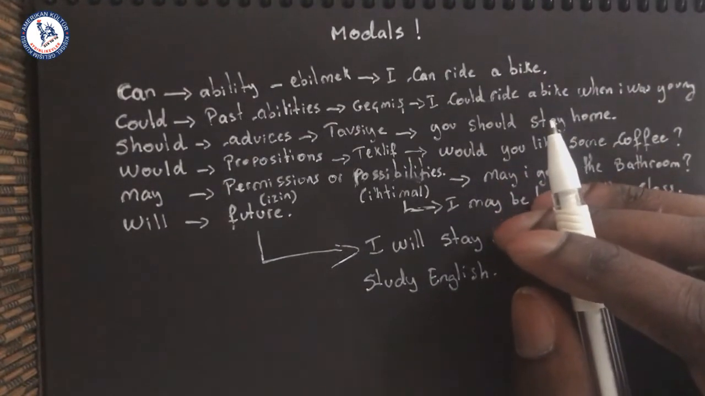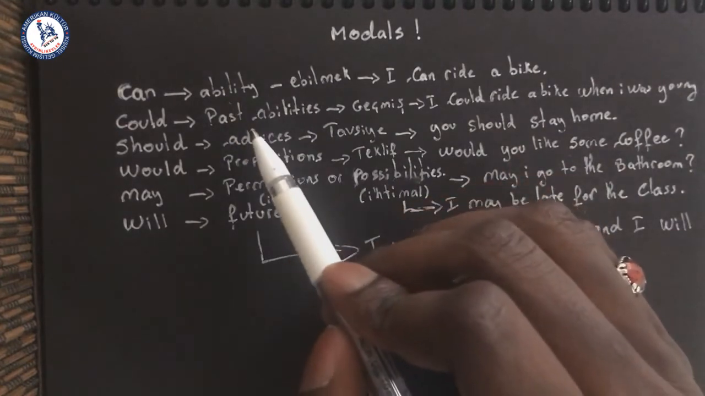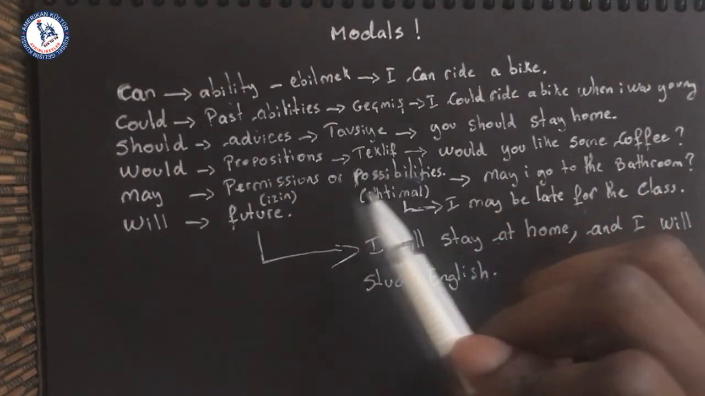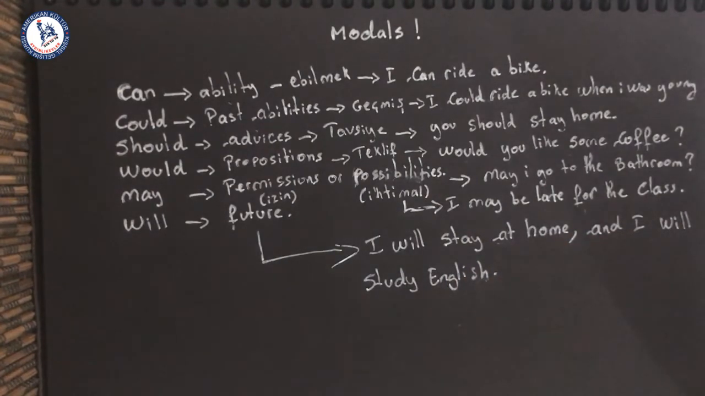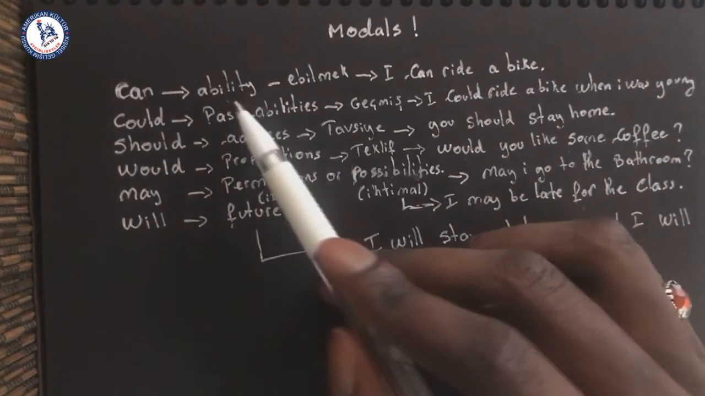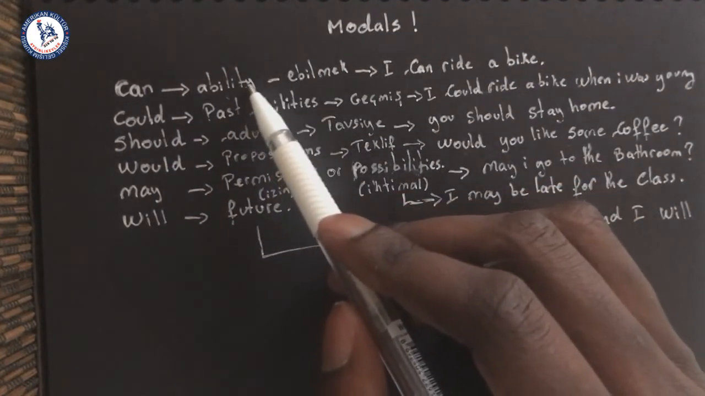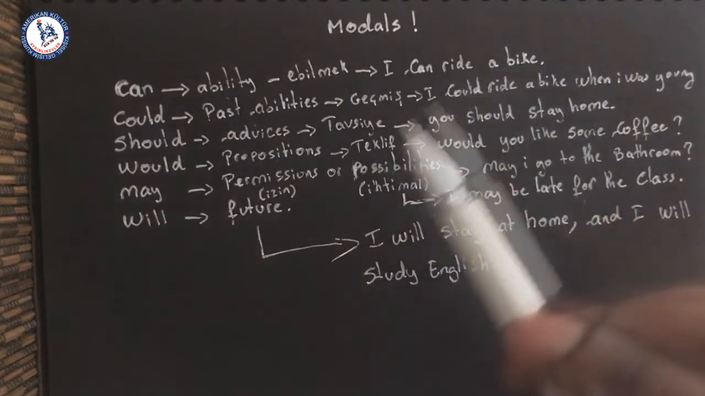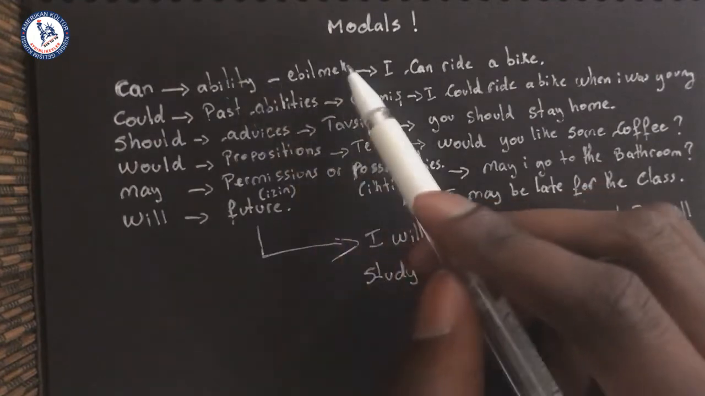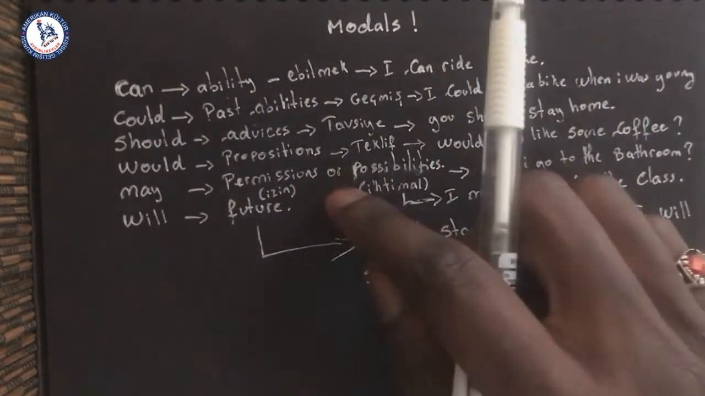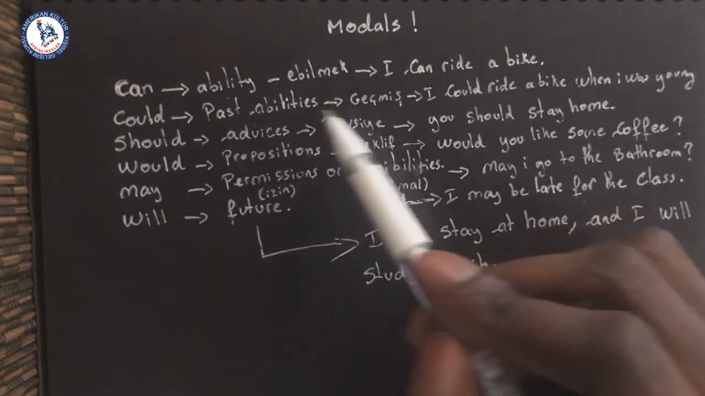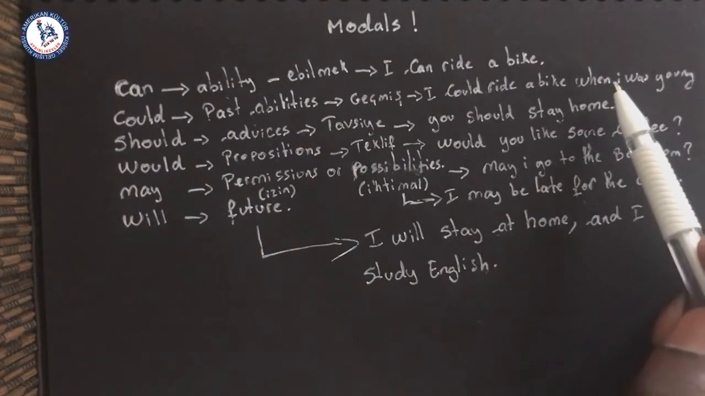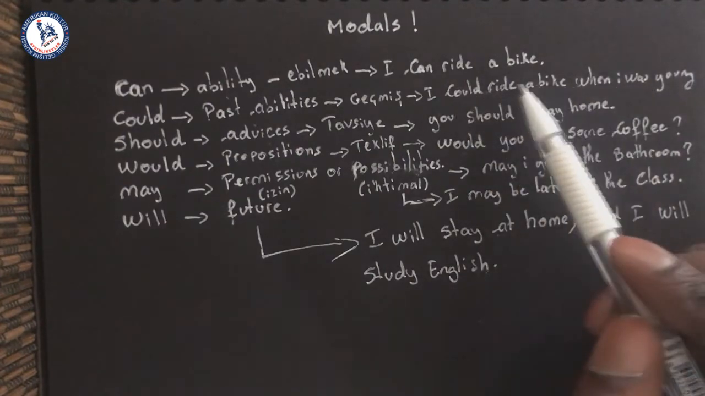So the modals are used to express ability, past abilities, advice, propositions, permissions or possibilities, and the future. I will repeat again. When you say can, it means something that you can do, something that you are able to do. Ability. Ebilmek. I can ride a bike. Could is used for the same, again, ability, but for the past, which is not now. The past means geçmiş. I could ride a bike when I was young. When I was young, ben genç iken, I could ride a bike. Bisiklet sürebiliyordum.